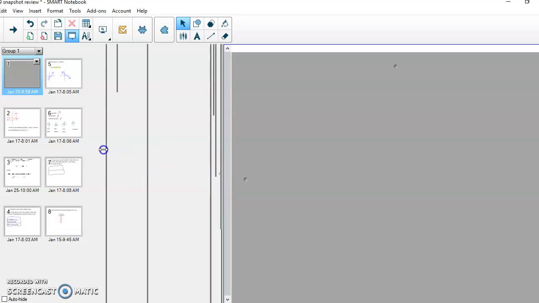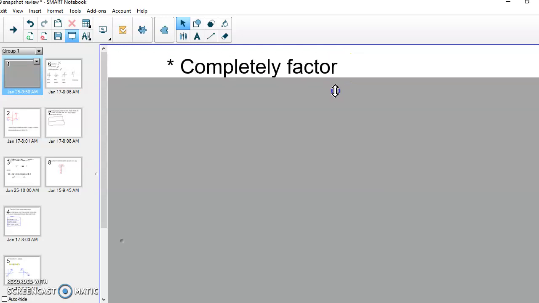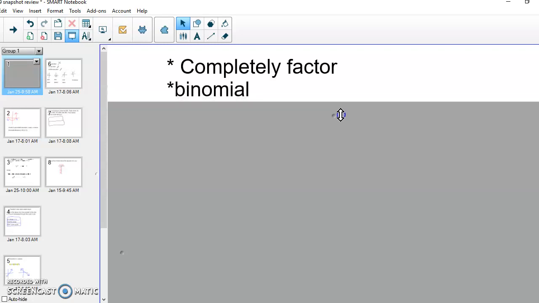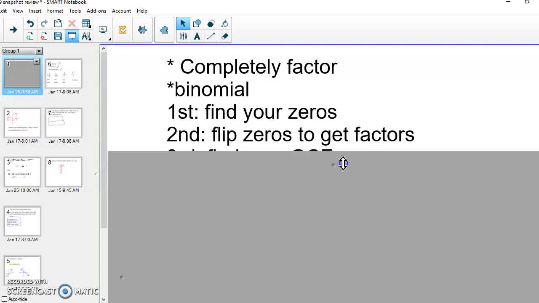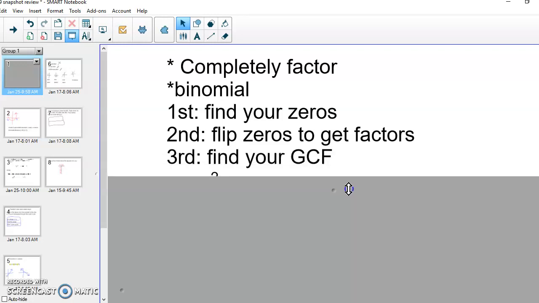Okay, we are going to be reviewing for our snapshot that we're getting ready to take, and we are going to be talking about when problems ask you to completely factor or to find a binomial in a problem. The first thing you would do is type our quadratic into Desmos, and then find our zeros. So your first step to completely factoring or finding binomials is to find your zeros. The next thing you do is flip your zeros to get your factors, and then you find your GCF.